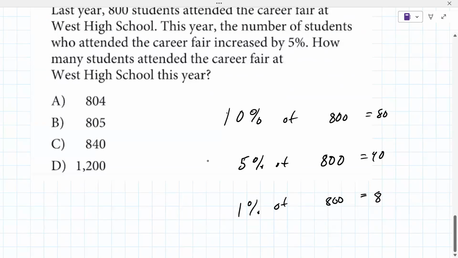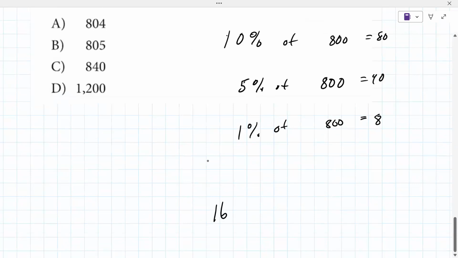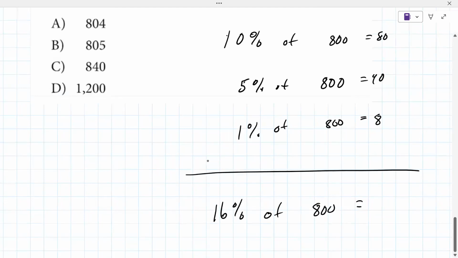8. So now let's just say I wanted 16%. How could I get that from these numbers here? Could do 8 times 16. But we already have 10, 5, and 1. What does 10, 5, and 1% add up to? Okay, you can also do it that way. 128.